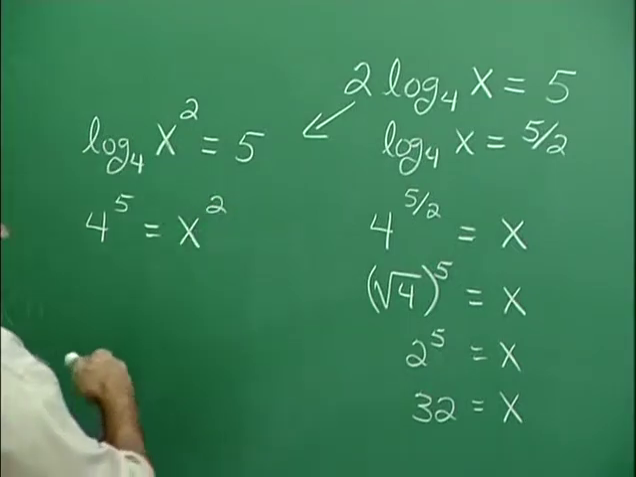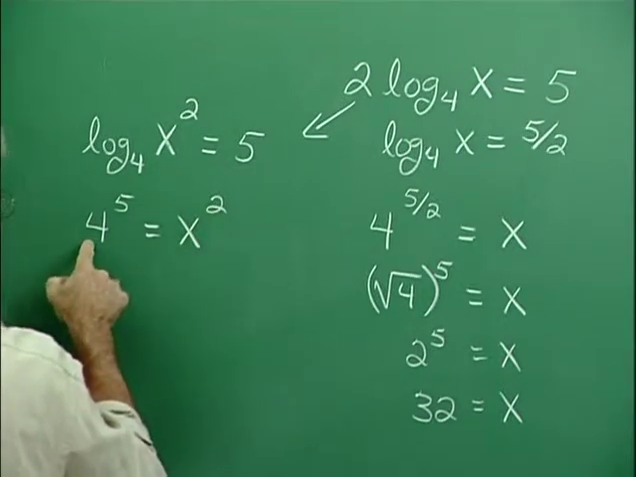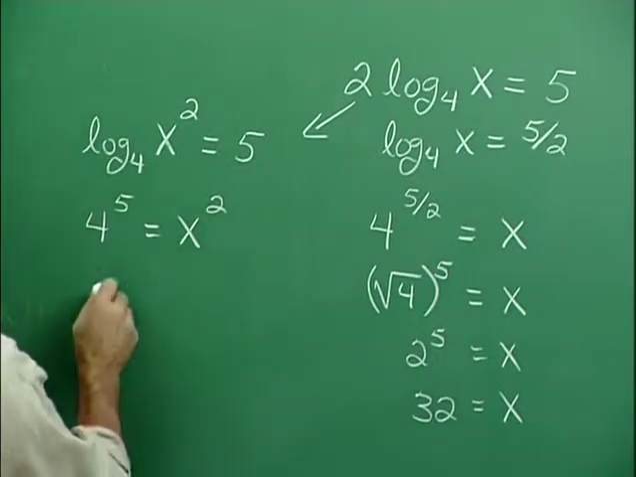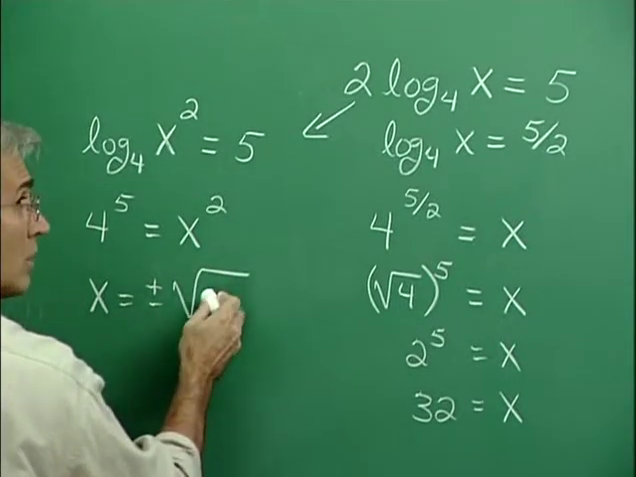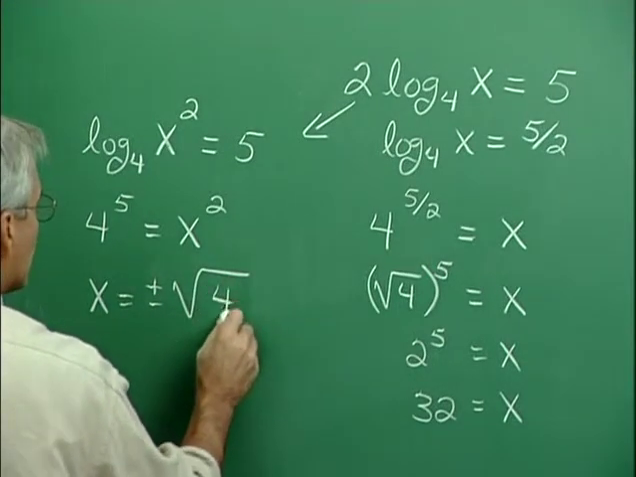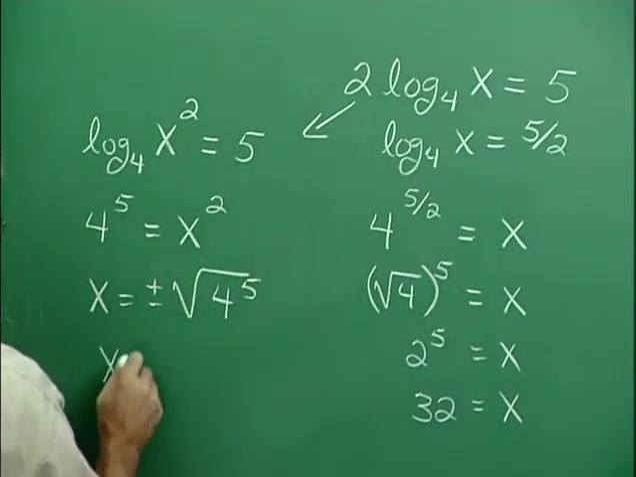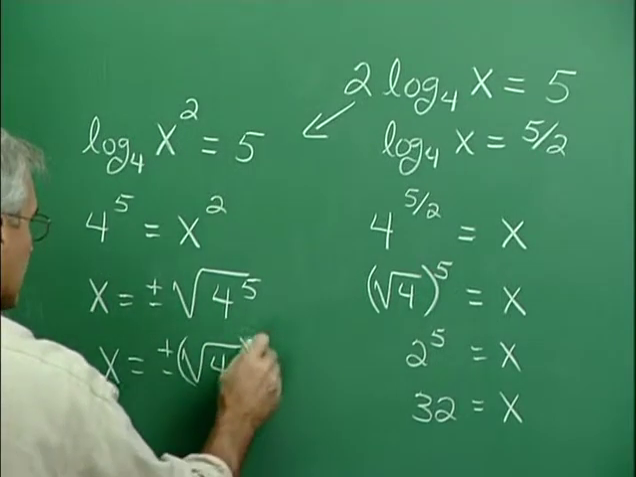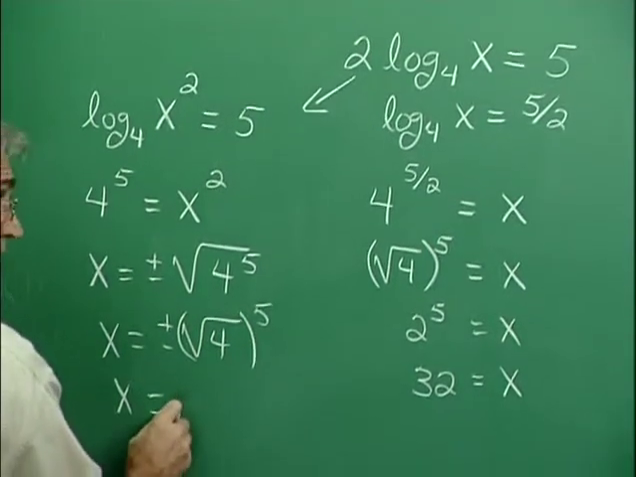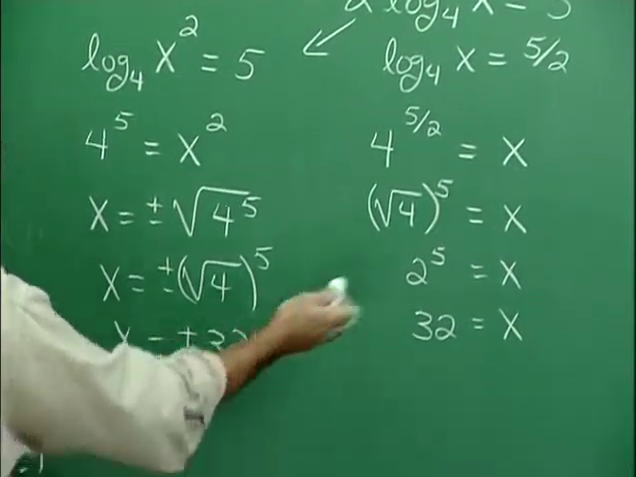By the square root property, we know that if x squared is equal to some number like this, then x is equal to plus or minus the square root of that number, of 4 to the 5th power. Now, we can manipulate this into plus or minus the square root of 4 to the 5th, so it looks like we're going to get the same kind of thing that we got before, but it's plus or minus.